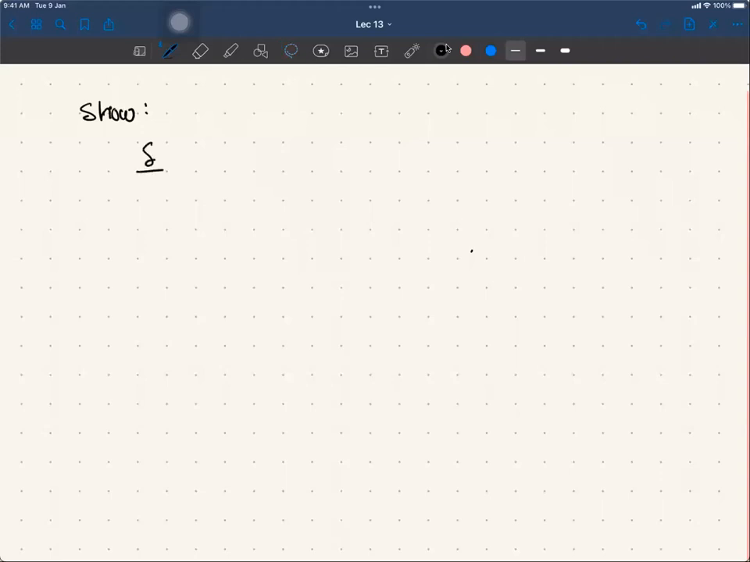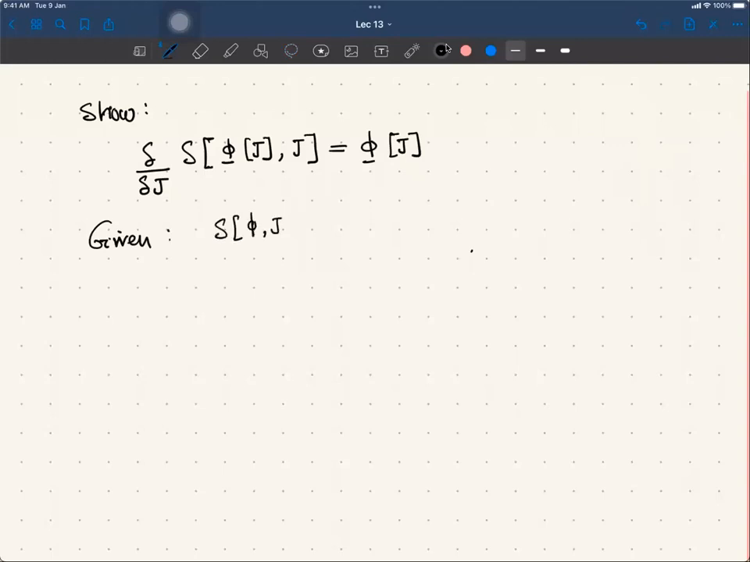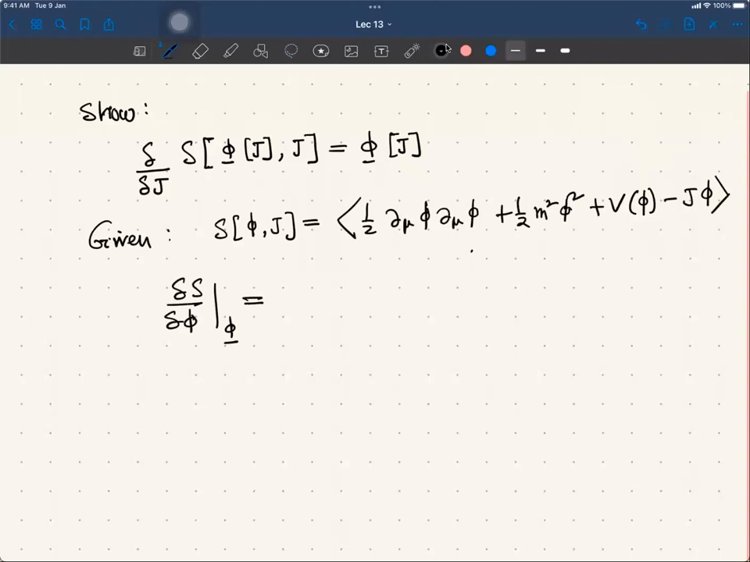So one has to show that del/del J of S[phi_bar_J, J] is equal to phi_bar_J. This one has to show, given that S[phi, J] is half (del_mu phi) squared plus half m squared phi squared plus V(phi) minus J phi, and del S/del phi at phi_bar, which is given by minus del squared phi_bar plus m squared phi_bar plus V prime(phi_bar) minus J, equals 0.